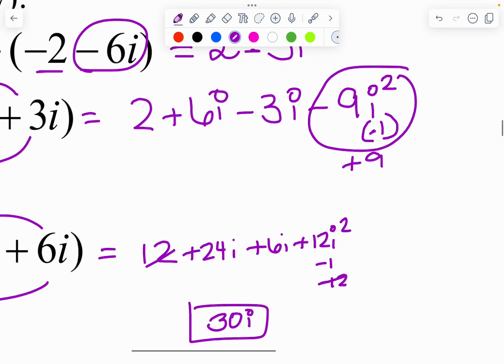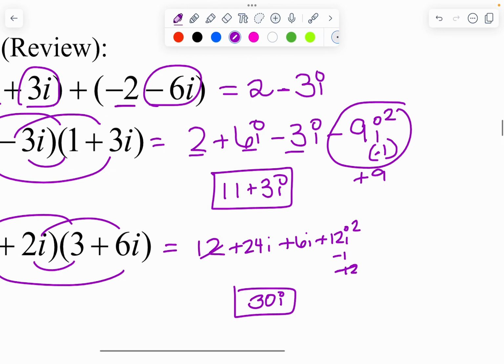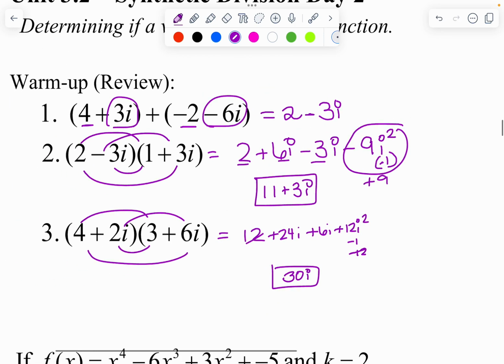So finally, we get here 2 plus 9, which is 11. And then here we're going to have 6 minus 3, which is going to be plus 3i. So our final answer for this is 11 plus 3i. And then if you want to pause the video, you can check number 3.